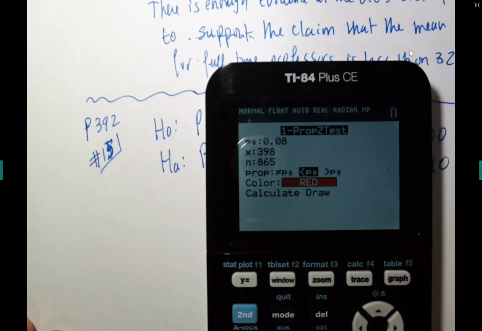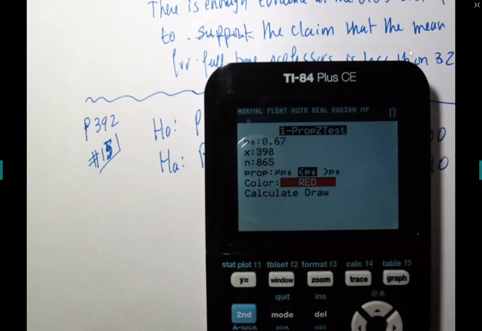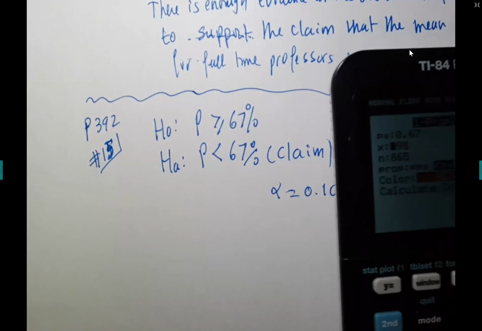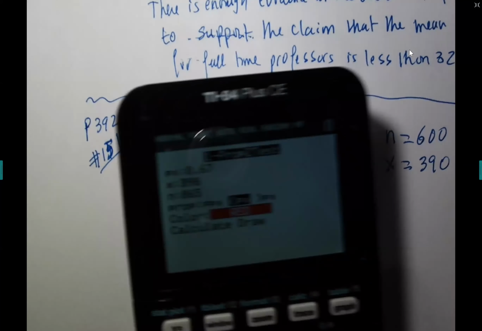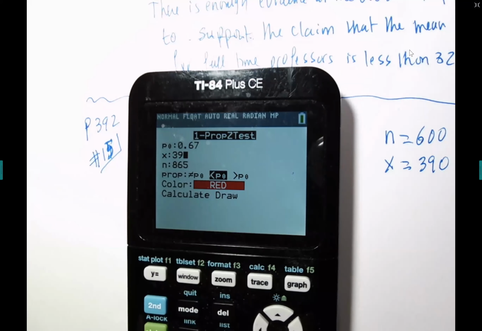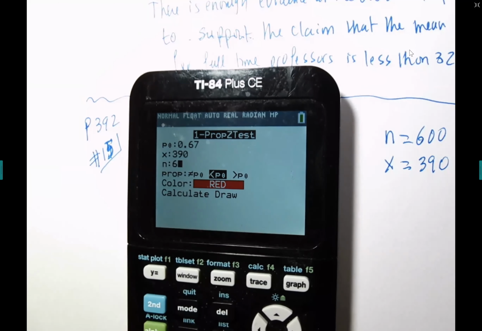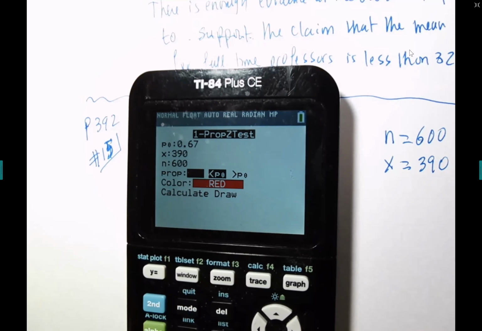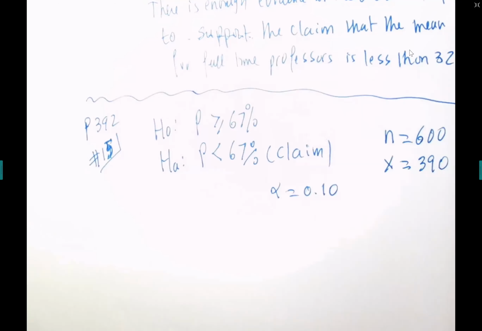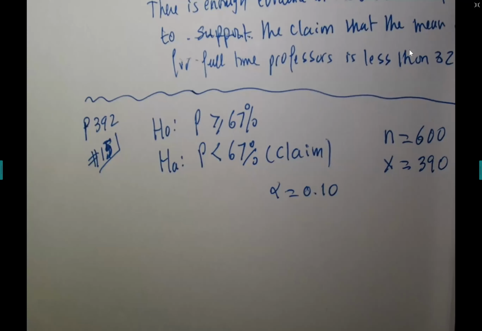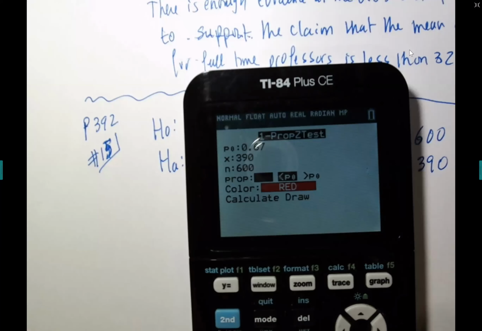So 0.67. Exactly. And then X is 390. Then N is 600. And which sign do I use, guys? The second one, I think. Yeah. Second one, that is correct.